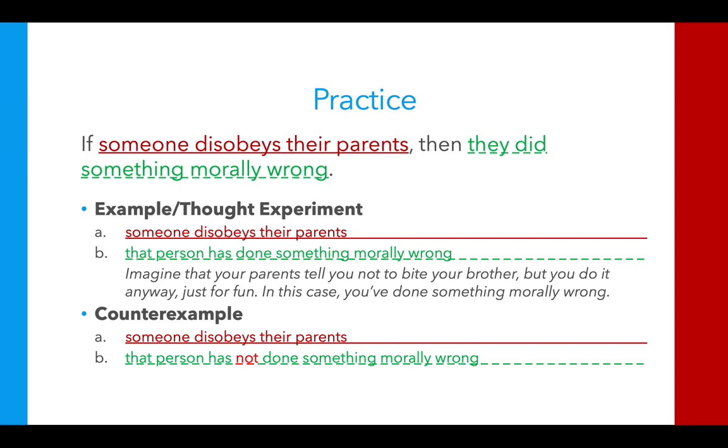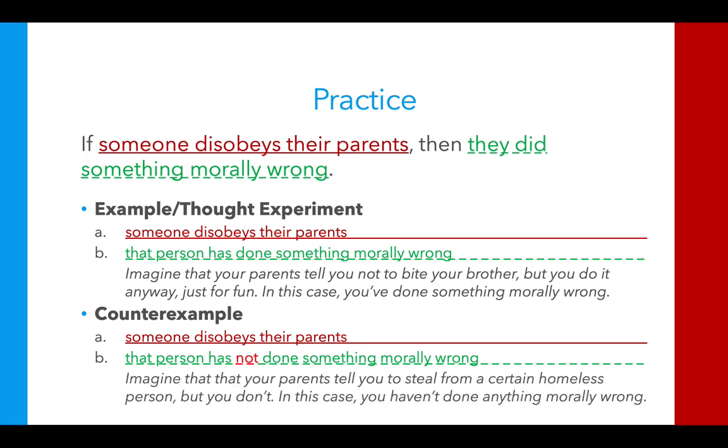My example is that imagine your parents tell you to steal from a certain homeless person, right? They say, over there, go steal some money from that guy. But you don't do it. In that case, you haven't done anything morally wrong, right? Because your parents are telling you to do something wrong. That's precisely the kind of case where you should disobey your parents. You shouldn't obey them if they tell you to do something wrong.